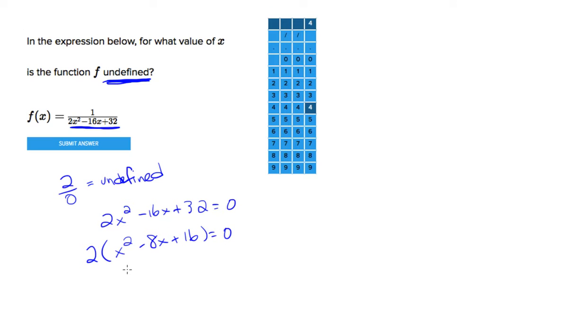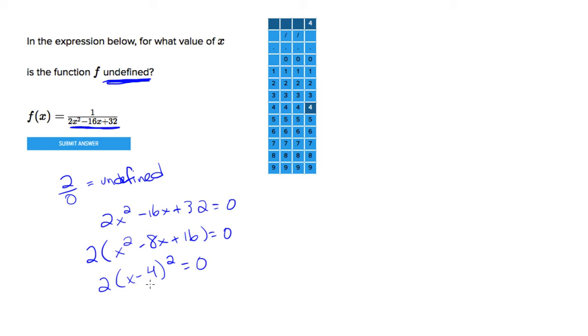And what we're going to be left with here is this expression. And try to factor this always. It's a little bit easier. If it doesn't work, you could use the quadratic formula, but factoring is definitely easier, and it actually does factor in this case to x minus 4 squared.